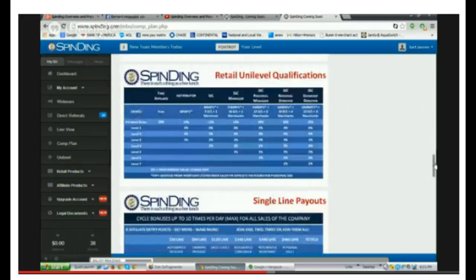Now, there's a second part to this whole program. Paul, the owner, is actually very experienced with retail advertising. This is what the Spinding app is. The Spinding app is an advertising platform where merchants are going to be able to give a free giveaway. So on your app on your phone, you're going to spin it once a day, and you're going to see what you win for free.